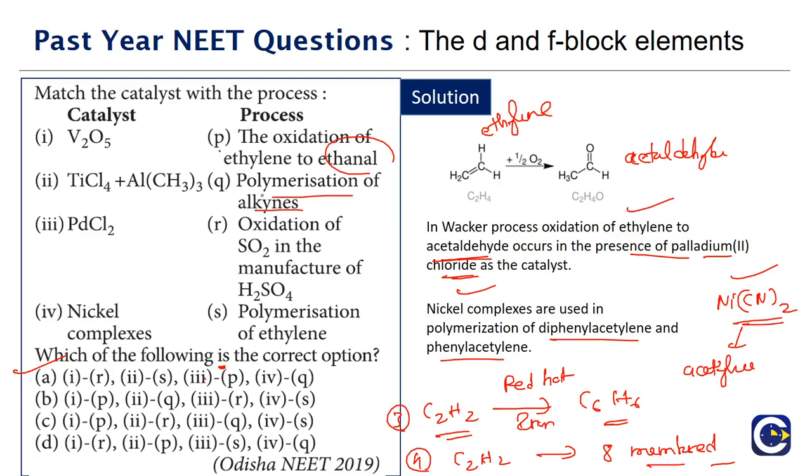Means 4 is matched to what? So we'll see that the correct answer is what? Option A. So in these matching kind of questions, if you are able to clearly get at least a couple of the matchings correct, then there will be some chances that we may be able to arrive at the correct option.